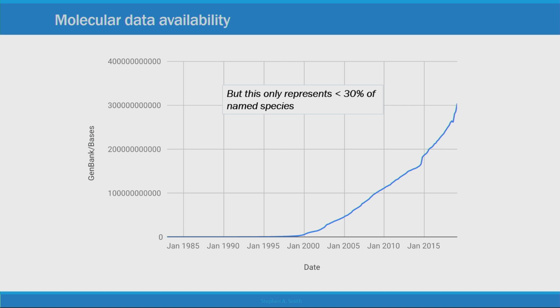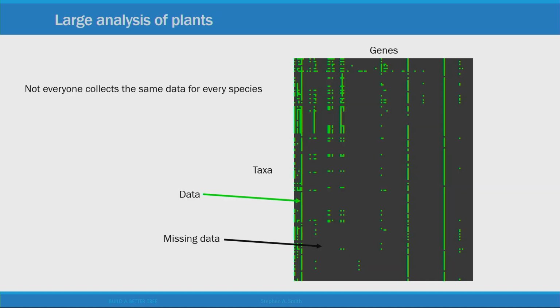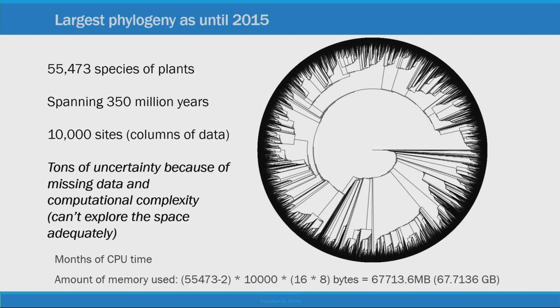So if we're trying to make one of these enormous 50,000 tip trees, we get a lot of missing data. You can make a plot like this, looks a little bit like the matrix, where black is missing data, green is data, and every row is a species, and every column is a gene. The actual data set looks a little bit more matrixy, a little bit larger. Nevertheless, we can still construct a phylogeny of this, and until about 2015, this was the largest phylogeny published: 55,000 species, spanning about 350 million years, 10,000 columns of data, tons of uncertainty because of the missing data, and computational complexity. We basically can't explore the space adequately because of this NP-hard problem.